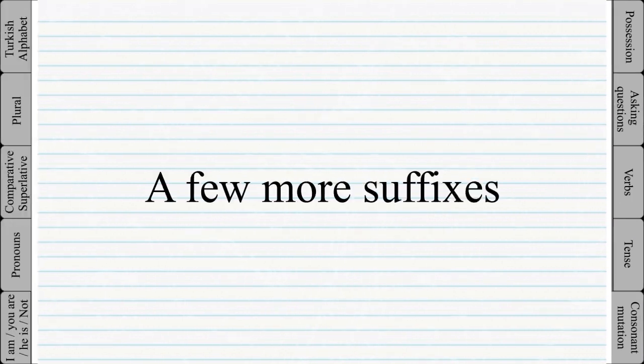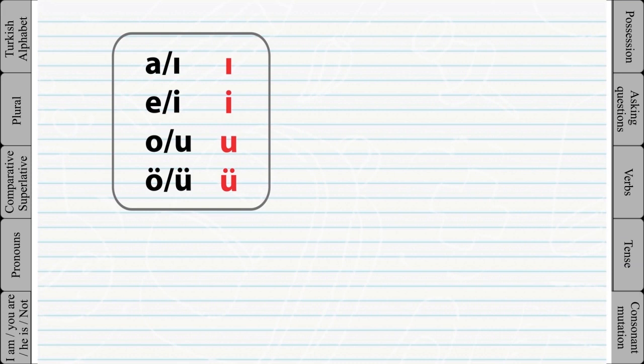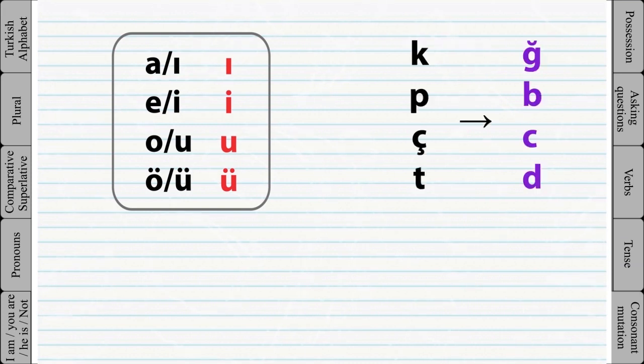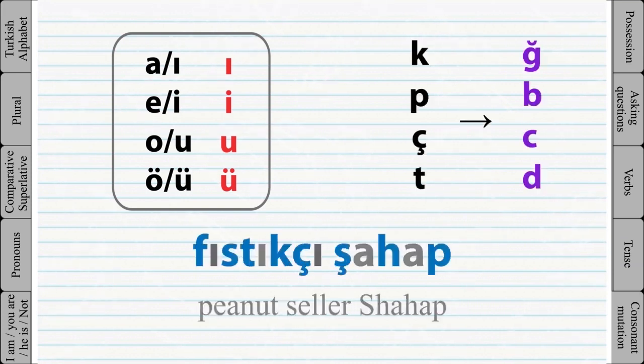There are many more useful and important suffixes, but we can't talk about all of them in one video. But for now, we will shortly talk about a few of them. If you can remember and master the vowel harmony rules, the consonant mutation, and the fıstıkçı şahap, then you can easily learn and use all the new suffixes.